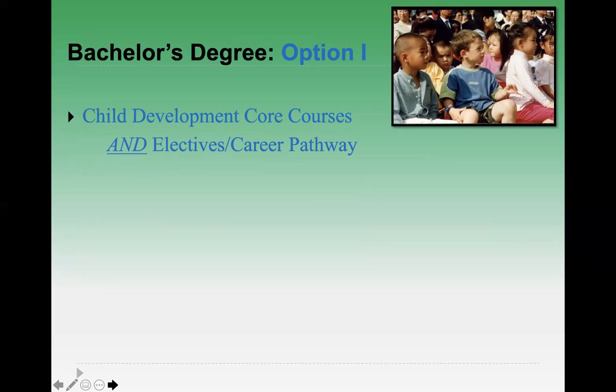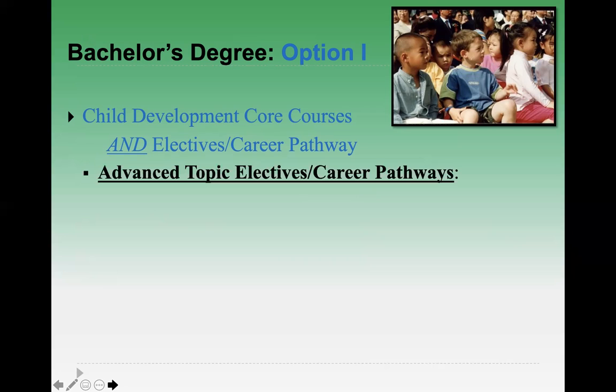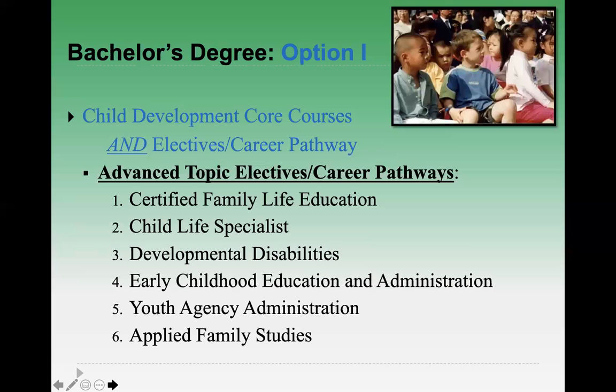As a student in our major, you would be taking core courses that everyone is required to take, but you also have the option of either taking some electives or what we call career pathways. And these advanced topics are within a few different areas. So if you're particularly interested in becoming, for example, a certified family life educator, you might take those specific classes that are geared towards that. And these are our other pathways as well.